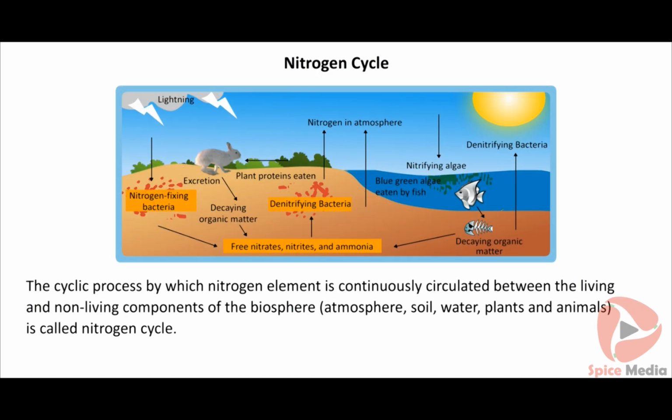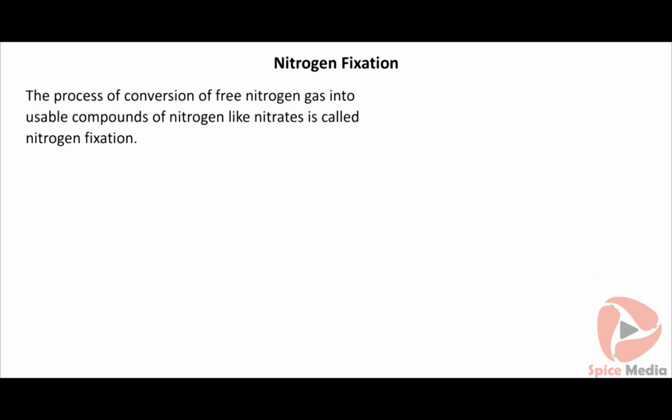The cyclic process by which nitrogen element is continuously circulated between the living and non-living components of the biosphere, like atmosphere, soil, water, plants, and animals, is called nitrogen cycle. Let us see the steps involved in nitrogen cycle in the following pages. Nitrogen fixation. Plants obtain their nitrogen in fixed form. The process of conversion of free nitrogen gas into usable compounds of nitrogen, like nitrates, is called nitrogen fixation.